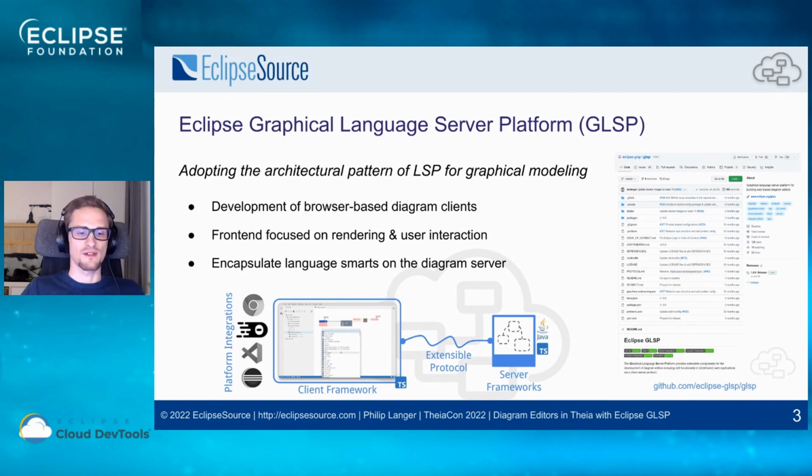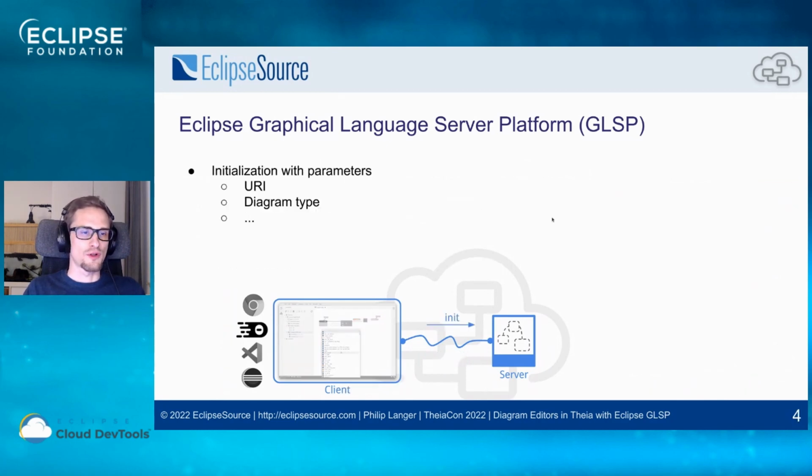Then it provides a client framework based on which you can implement the rendering and the user interaction based on TypeScript and typical browser technologies like SVG and so on. And last but certainly not least, it provides a set of components that allow you to take diagram editors that you have built with GLSP and integrate them into tool platforms, such as mentioned before, Eclipse Theia, VS Code, or Eclipse RCP. So how does the client-server communication work?